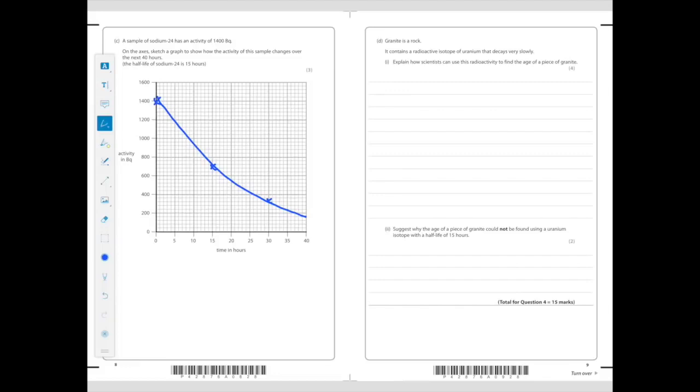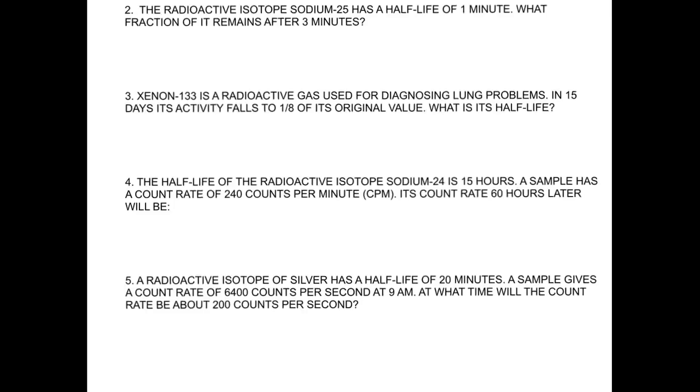Suggest why the age of a piece of granite could not be found using uranium isotope with a half-life of 15 hours. And that's obvious because the half-life is too short. 15 hours has meant that the decay has occurred far too quickly, and so the activity now would be far too small to measure.